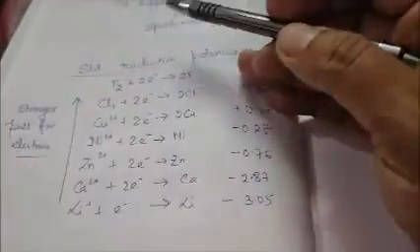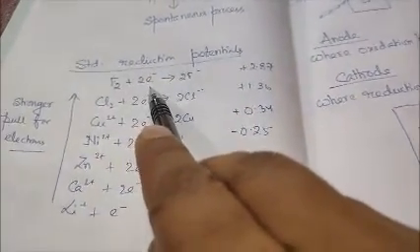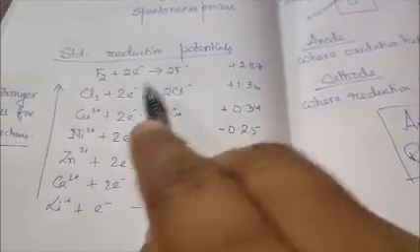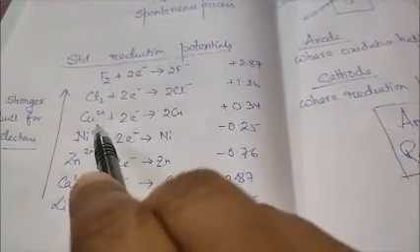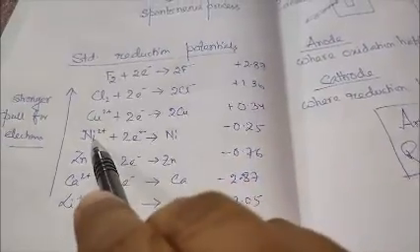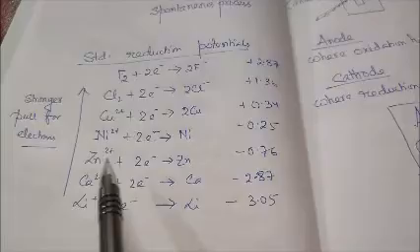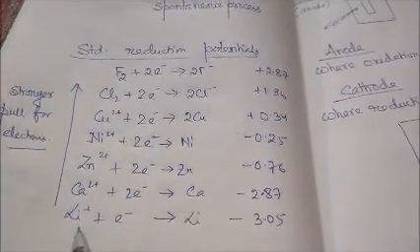You can follow the list: fluorine after addition of 2 electrons gets 2F minus, that is fluoride, and chlorine after getting 2 electrons becomes chloride, and copper 2 plus after getting 2 electrons becomes copper metal, and nickel 2 plus after getting 2 electrons becomes nickel, and zinc 2 plus after getting 2 electrons becomes zinc, and the same for calcium and lithium.